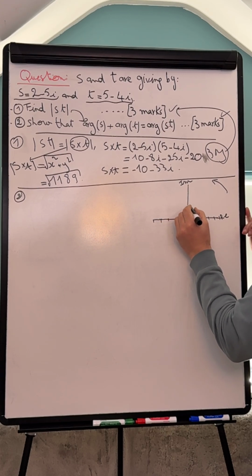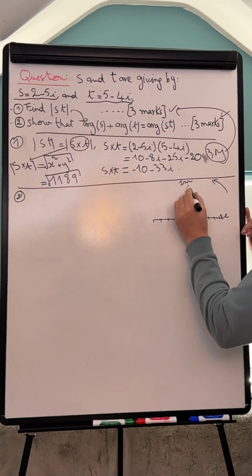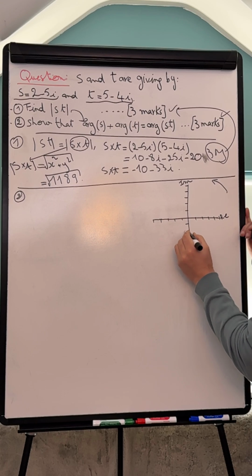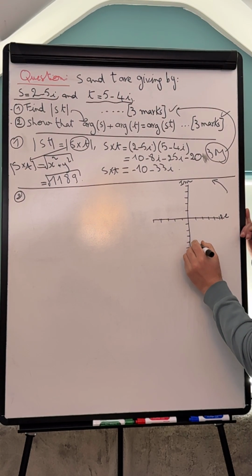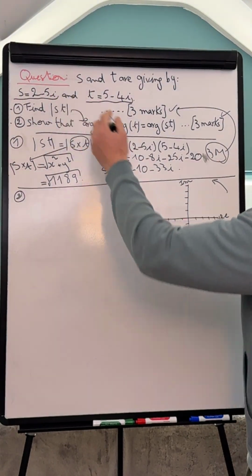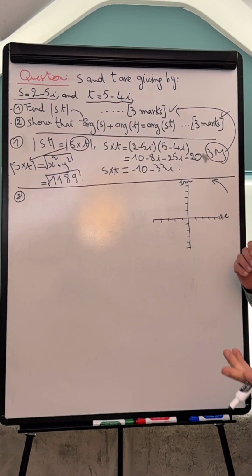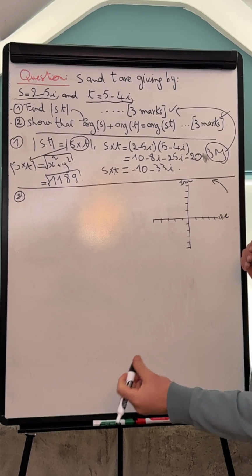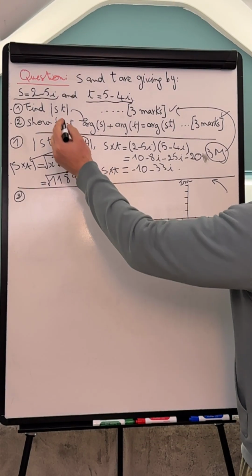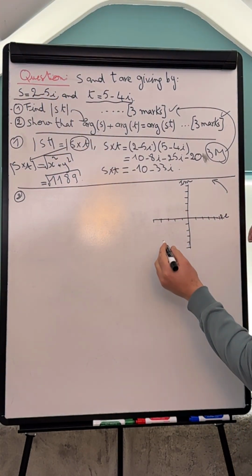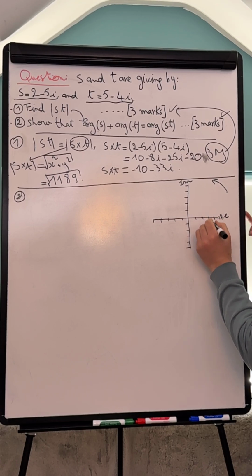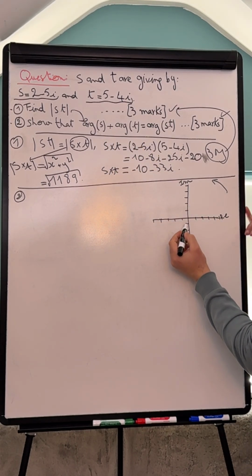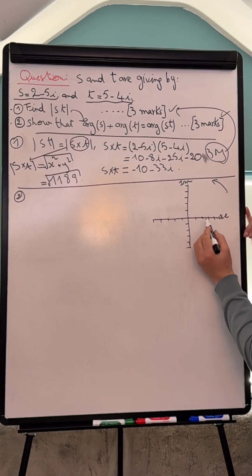We've got the imaginary axis: 1, 2, 3, 4, 5, minus 1, minus 2, minus 3, minus 4, and here minus 5. Cool. It's that simple. You can do it properly for your answer, but it's simple, piece of cake. For S, the real number is 2 and the imaginary number is minus 5. 1, 2, 3, 4, 5 with 2.